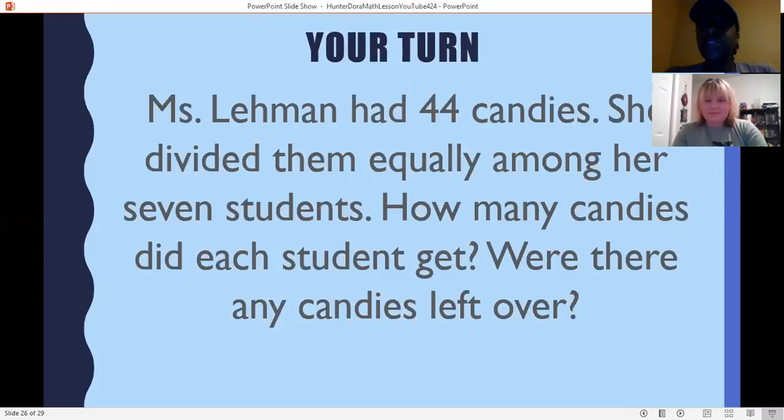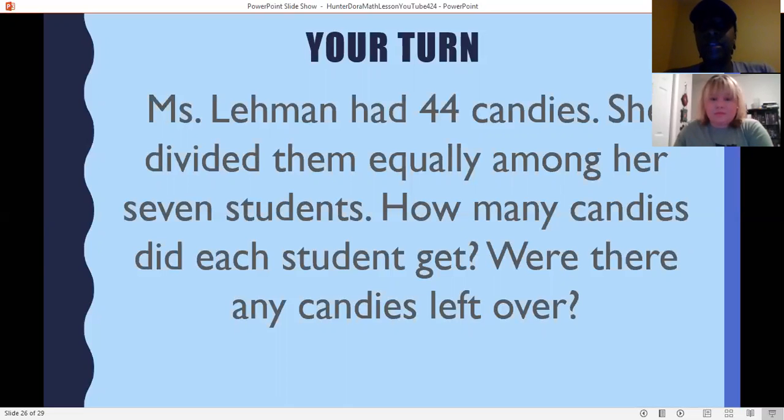All right, Ms. Hunter, what operation do you think we should use to solve this word problem? Well, it says she had 44 candies, and then she divided them equally among her 7 students. So that tells me that one of the very first things I'm going to have to do is divide 44 by 7.